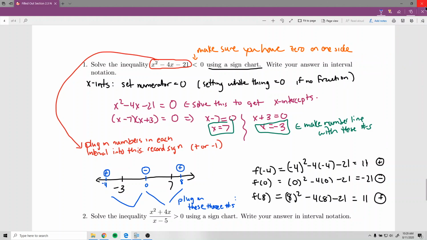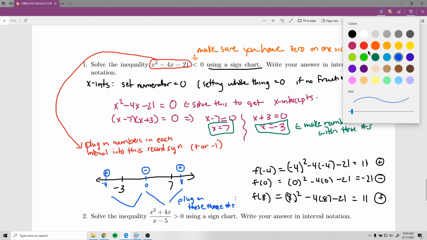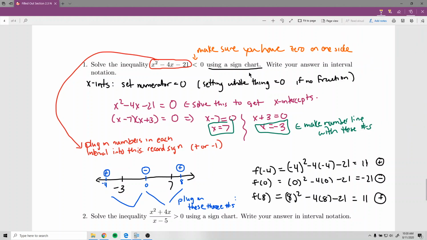All right, so what's happening is in this interval from negative infinity to negative 3, our thing is positive. Between negative 3 and 7, it's negative. And between 7 and infinity, it's positive. What you want to notice about our question here is we want negative. We want less than 0. And also there's no equal sign on the inequality, so use parentheses.